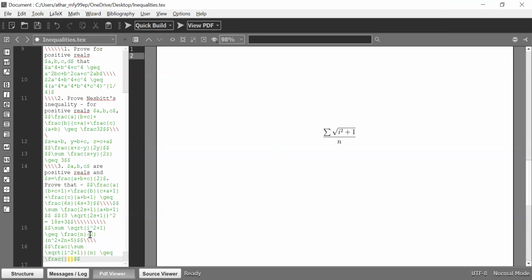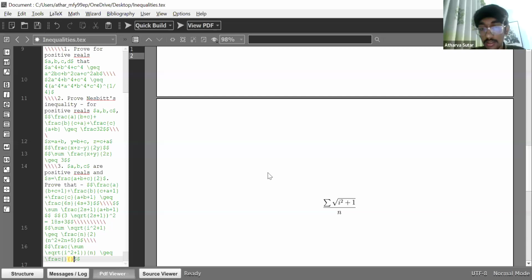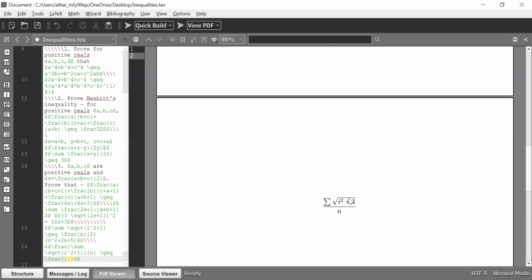How did you get that the function is convex? You take the double derivative of it. And in this case, the double derivative comes out to be positive. So we get that the function is a convex function. Okay.